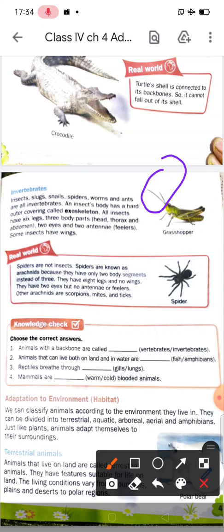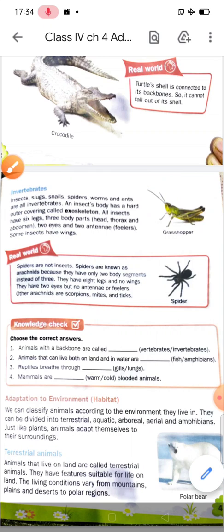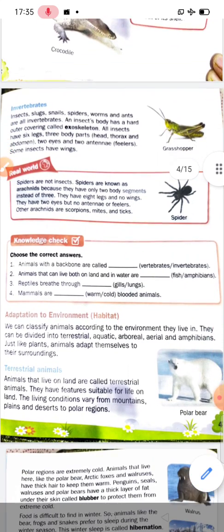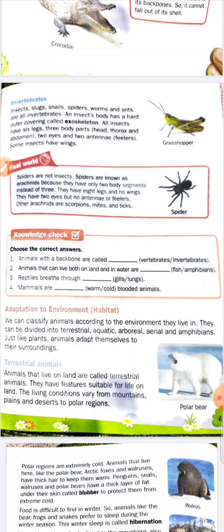And some insects have wings. What about the cockroach? Cockroach is also an insect, and it has wings also. Grasshopper also, and dragonfly also, they are insects. And student, spiders are not insects. They are known as arachnids because they have only 2 body segments instead of 3.